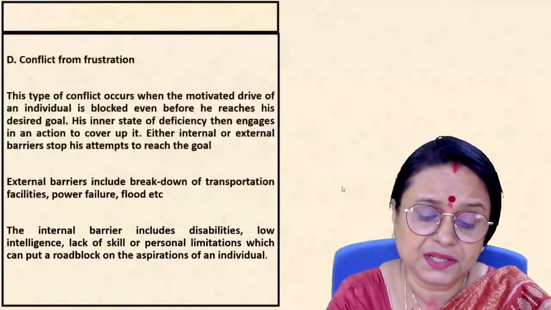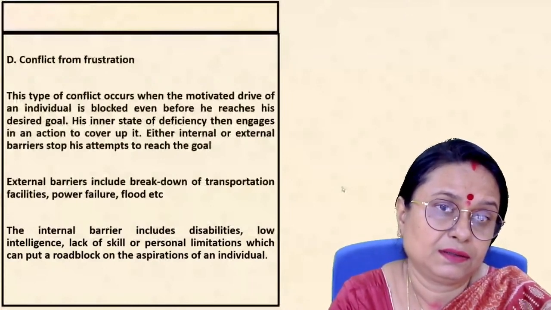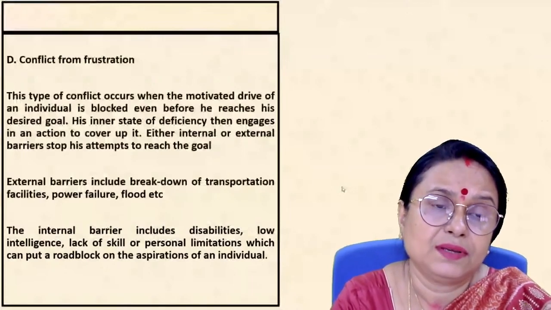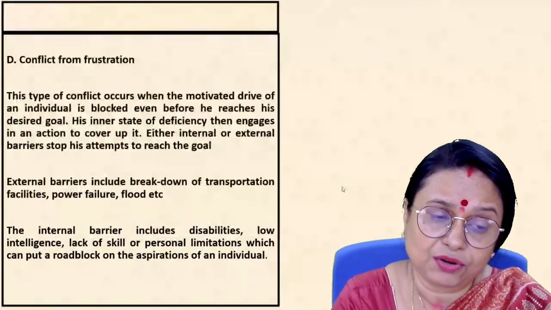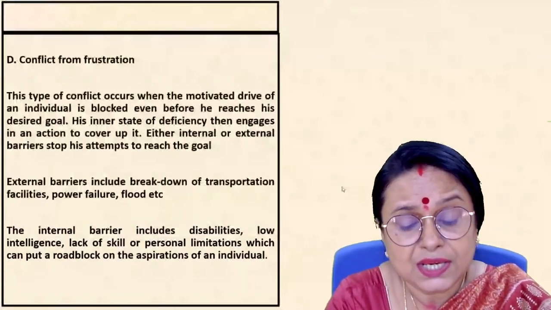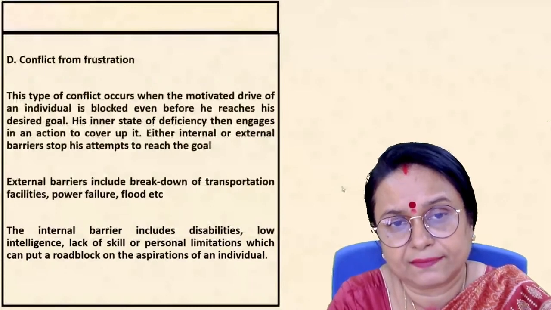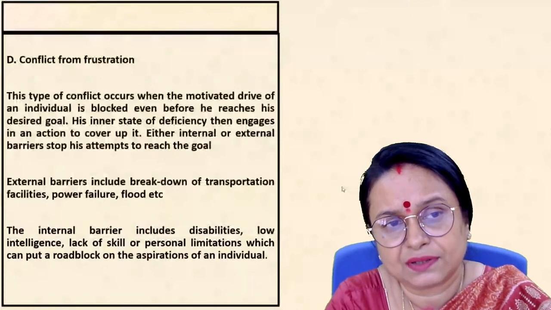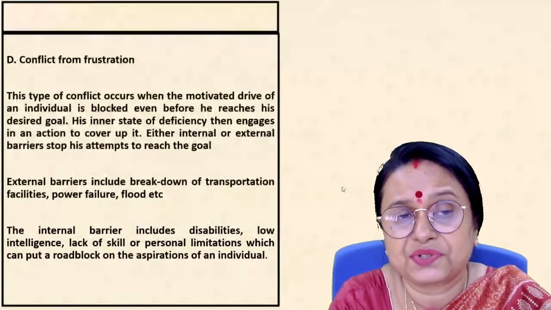Suppose one person is not efficient. So there would be a frustration within himself. Either he is not efficient, or his work process is blocked somewhere by external barriers to reach his goal, then also a kind of frustration comes.